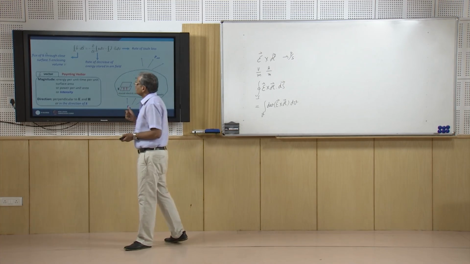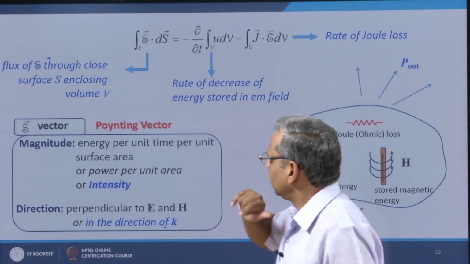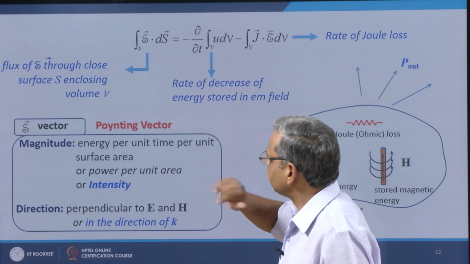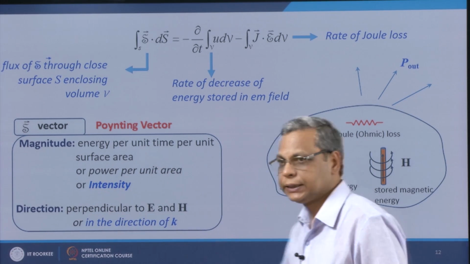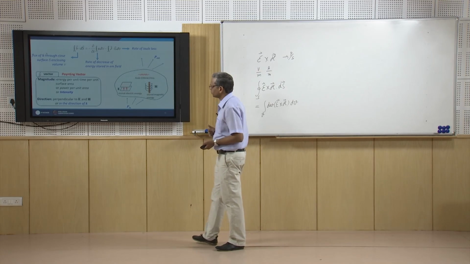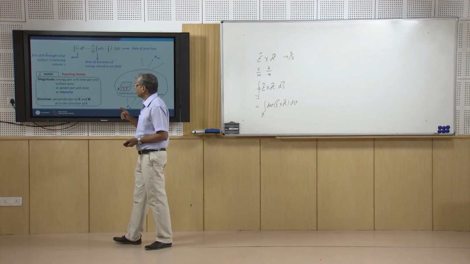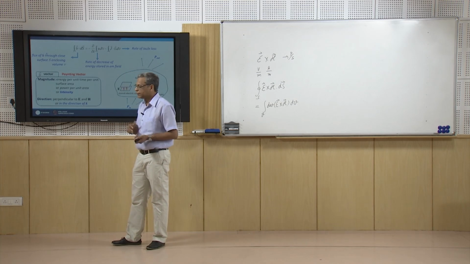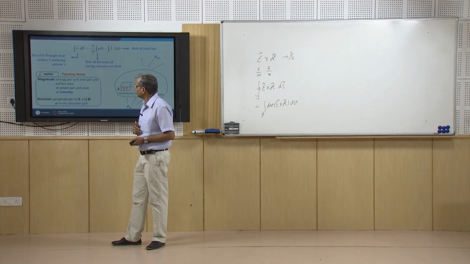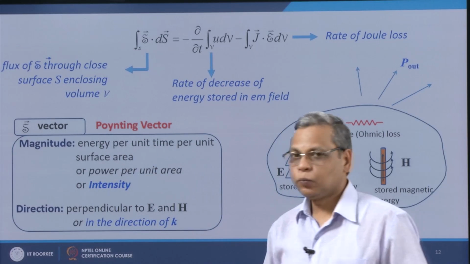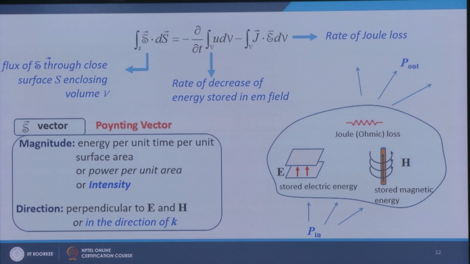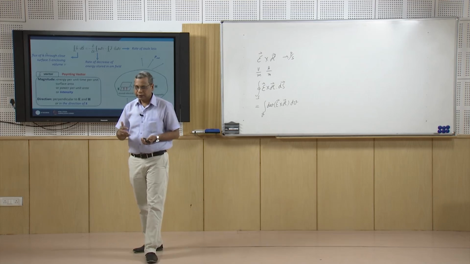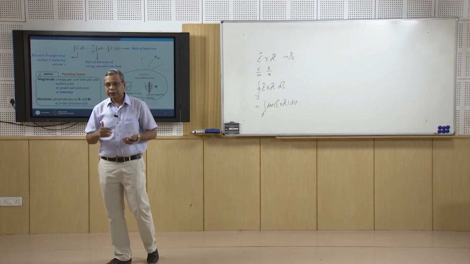Okay. So, this S can now be interpreted as the energy per unit time per unit area which flows out. So, this vector has a magnitude which shows you energy per unit time per unit surface area, or power per unit area, or intensity, and its direction is perpendicular to E and H, which is in the direction of K. This vector is known as the Poynting vector and represents intensity associated with an electromagnetic wave. So, this would be useful when we calculate the energy associated with modes.